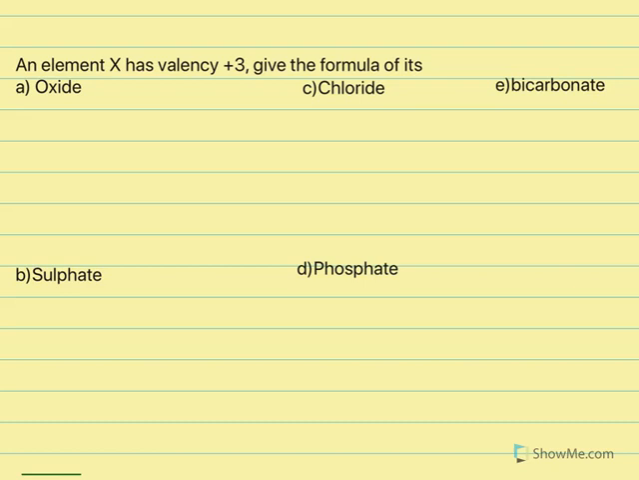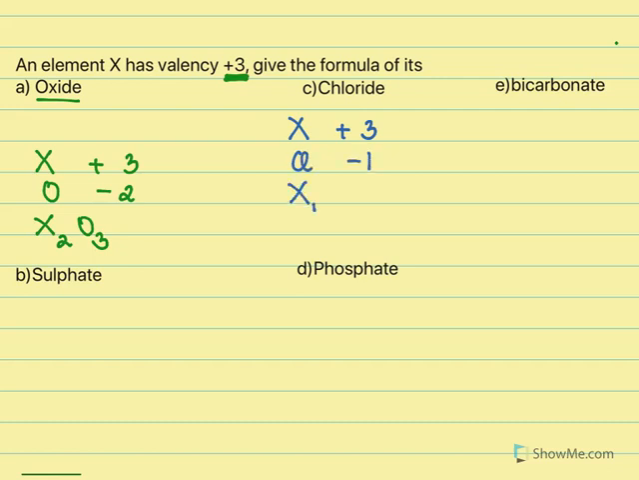An element X has valency +3. Give the formula of its oxide. So X has valency +3, oxygen valency is, we know, -2. When we crisscross, its oxide will be X2O3. Next we have to give its chloride. X has valency +3, chlorine valency -1. When you crisscross, it will be X1Cl3, but you do not need to write 1, so XCl3 will be its chloride.